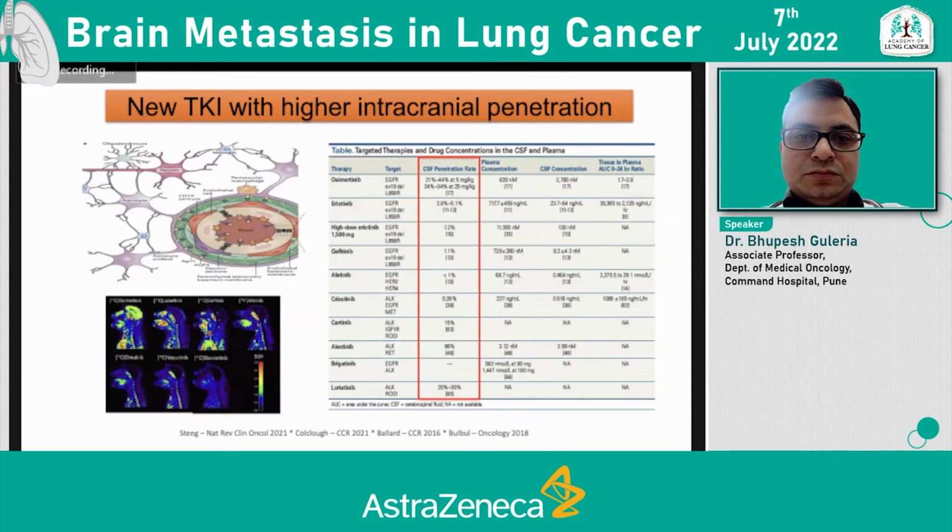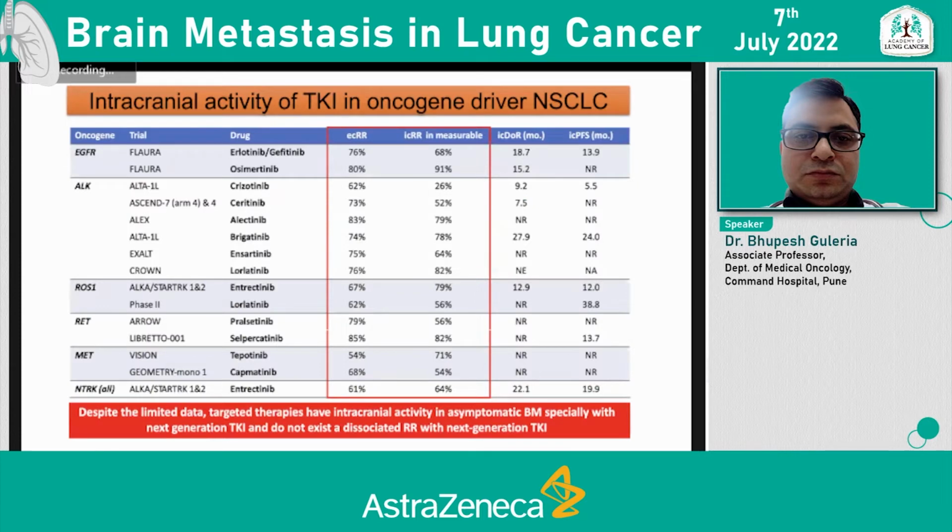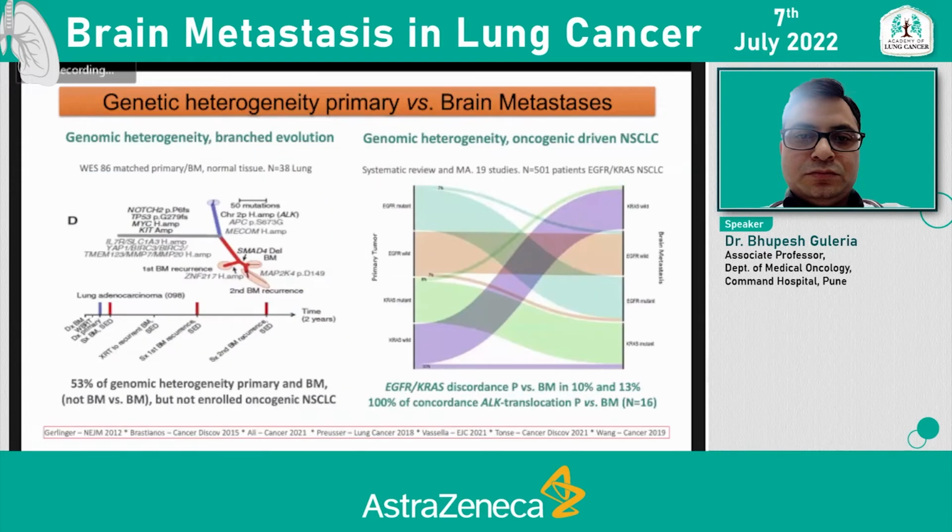So considering the poor prognostic factor associated with intracranial brain metastasis, we were looking for some TKIs with a higher intracranial penetration. We see that osimertinib in anti-EGFR, and lorlatinib along with alectinib, have higher CSF penetration rates, which has definitely given us better intracranial response rates with osimertinib and other next-generation TKIs which act against the ALK mutation.